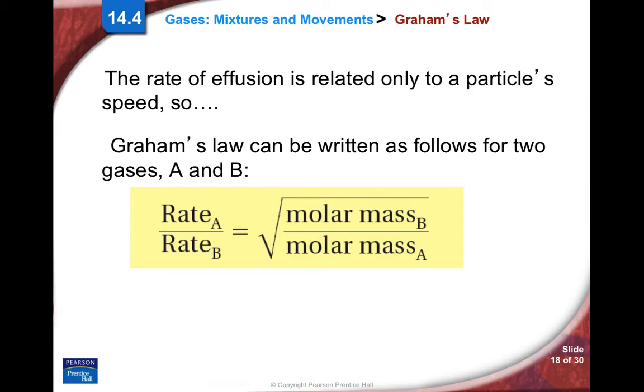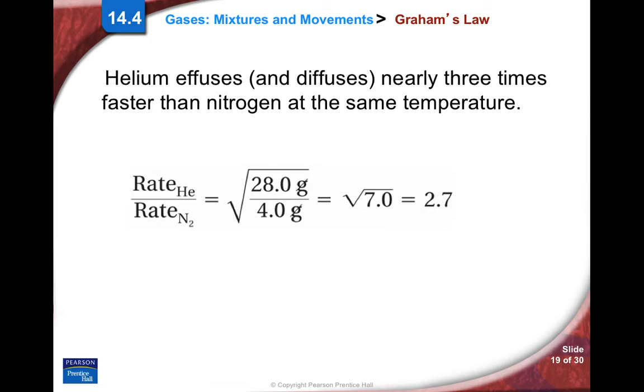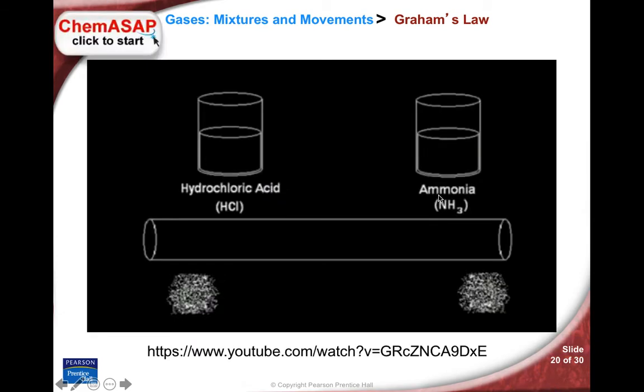The rate of effusion of A is inversely proportional to its mass, so it has to go on the bottom. Rate of diffusion of B is inversely proportional to its mass. So since B is on the bottom, molar mass goes on top, and it's the square root of those two things. I'm not going to make you do any calculations with that this year. You're welcome. But here's how they calculate it out. So helium is going to effuse or diffuse almost 3 times faster, more than 2.5 times faster.